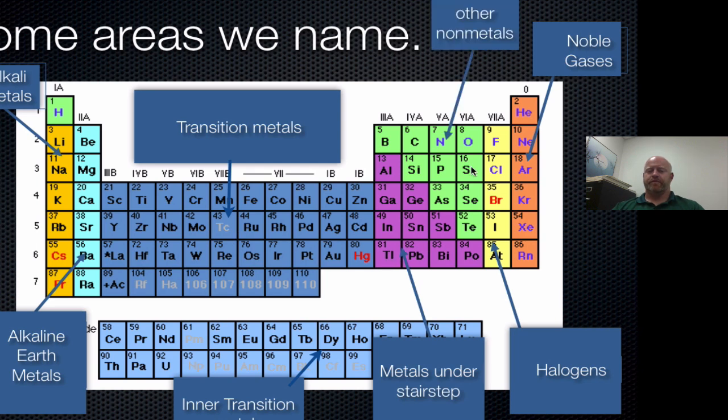And then these other things in green up here, we call them other nonmetals. So your noble gases and your halogens are also considered nonmetals, but these are just another group of nonmetals that don't have a very specific name to them. Okay.